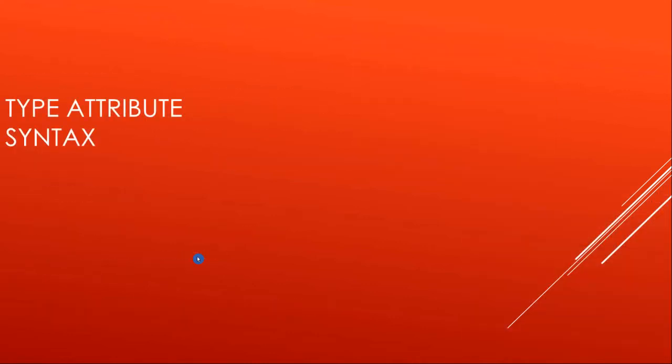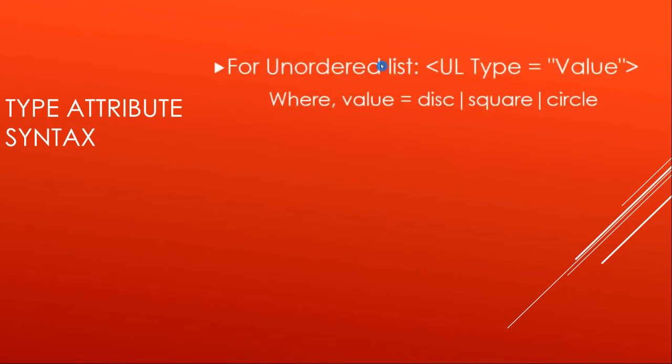Type attributes, as we are going to use it in both unordered and ordered list, has some syntax. For unordered list, it is UL type equal to value. In value, we have to mention whether it is a disc or square or circle. If it is a disc, you'll get the bullet as a shaded circle. That is even the default one. Next we have square, again the shaded square. Then circle. Circle is a normal circle alone. It is not shaded. There is a difference between disc and circle.